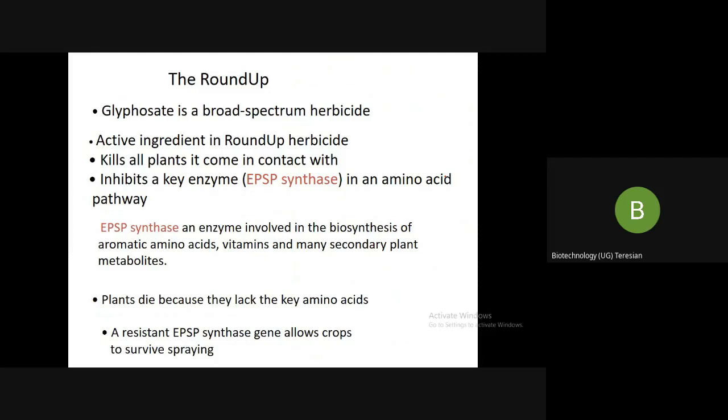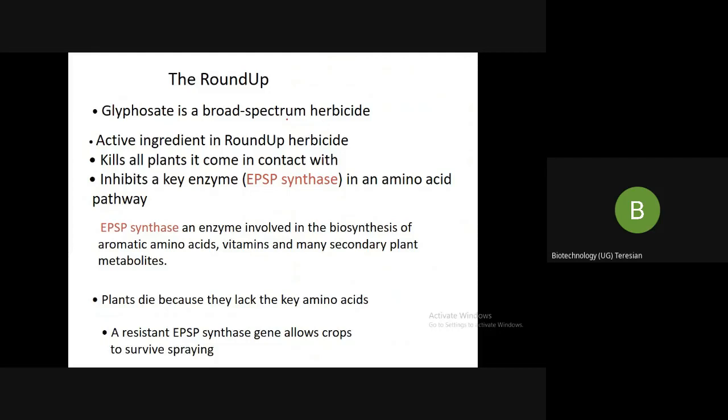So what we want is to see to it that our plant of interest mustn't be killed by the herbicide. It should be tolerant to the herbicide. One example is Roundup. Roundup is the name of this herbicide which you spray on the field to kill the weed plants. So this herbicide contains what? Glyphosate. It is a broad spectrum herbicide.